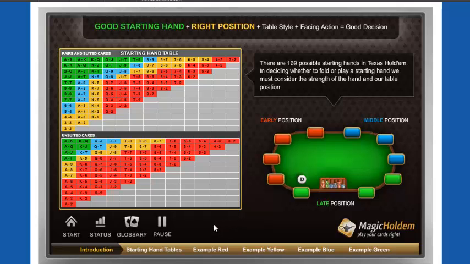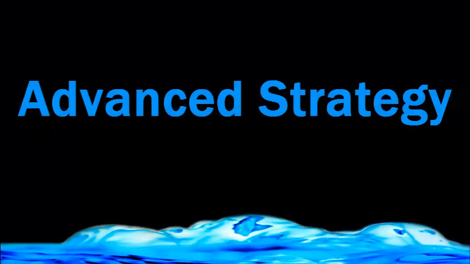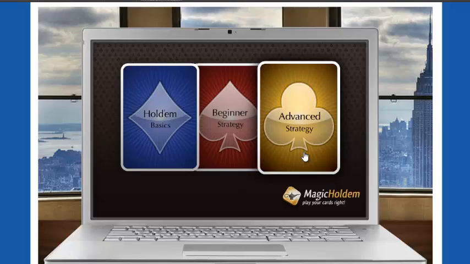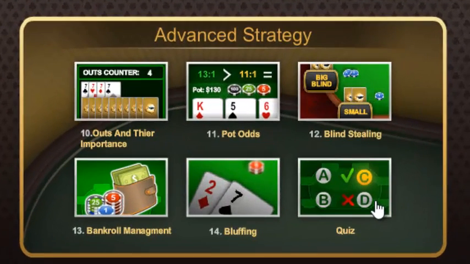Now let's look at advanced strategy in Hold'em, and here's where we really get down to the brass tacks, as it were, to win online consistently. And let's look at the modules. You'll go over pot odds, you'll go over outs and their importance, blind stealing, bankroll management, bluffing, and a quiz. Now outs and pot odds, this is the key strategy to winning consistently online, knowing your odds.